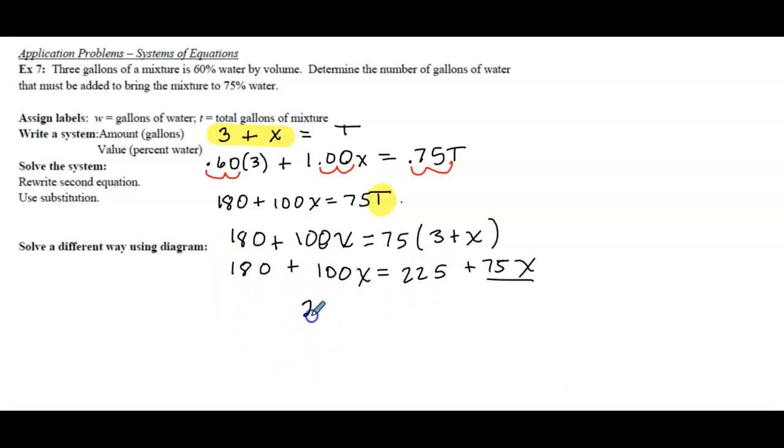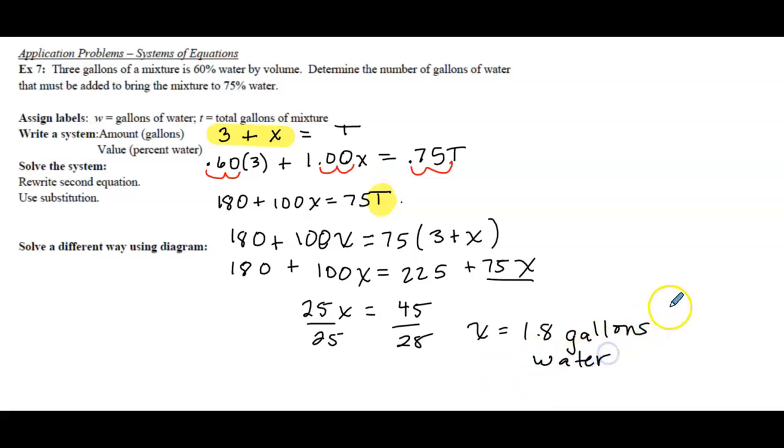So 25x is equal to 45. I subtracted the 180 to the right. Divide by 25, and x is equal to 1.8. So how much water do you have to add to have a 75% water mixture? 1.8 gallons of water is going to bring that percentage up to 75%.